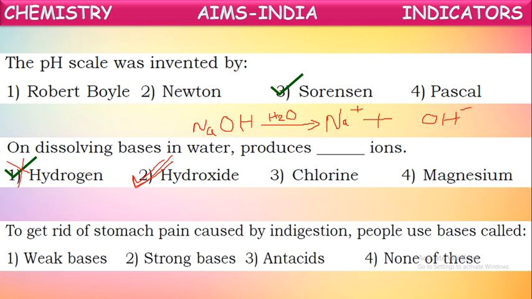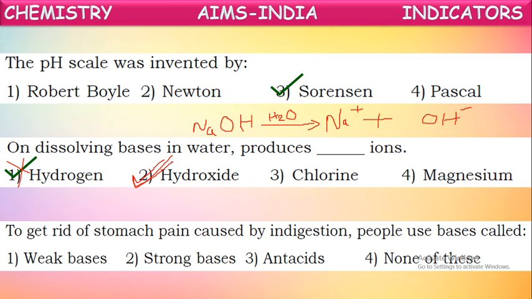Next, to get rid of stomach pain caused by indigestion, people use bases called what? So why do we get stomach pain by indigestion? When we feel indigestion, it is because of the production of an excess amount of acids in our stomach. Our stomach produces an acid called hydrochloric acid. This hydrochloric acid is one of the strong acids, and it helps us in the digestion of food in the stomach without harming the organs. But when it produces an excess amount, we feel indigestion and suffer from a burning sensation inside.